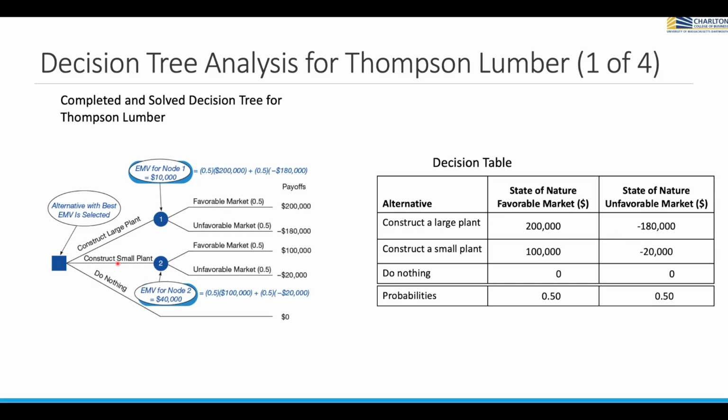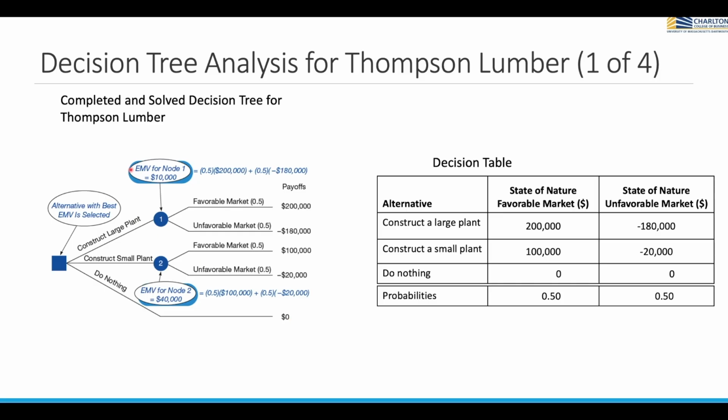Same for constructing a small plant and a favorable market, the payoff is 100K. And for constructing a small plant with an unfavorable market, the payoff is minus 20K. Note that here we are assigning the probability of each state of nature happening. And for doing nothing, the payoff is 0 for both states of nature. That's why we just show one payoff.